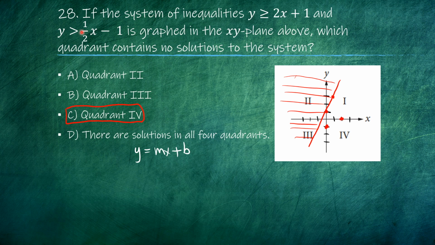And in this case, we are doing a dotted line because there's no equal sign here. So let's draw a dotted line. And the area we are shading is above the line. So it's like this.